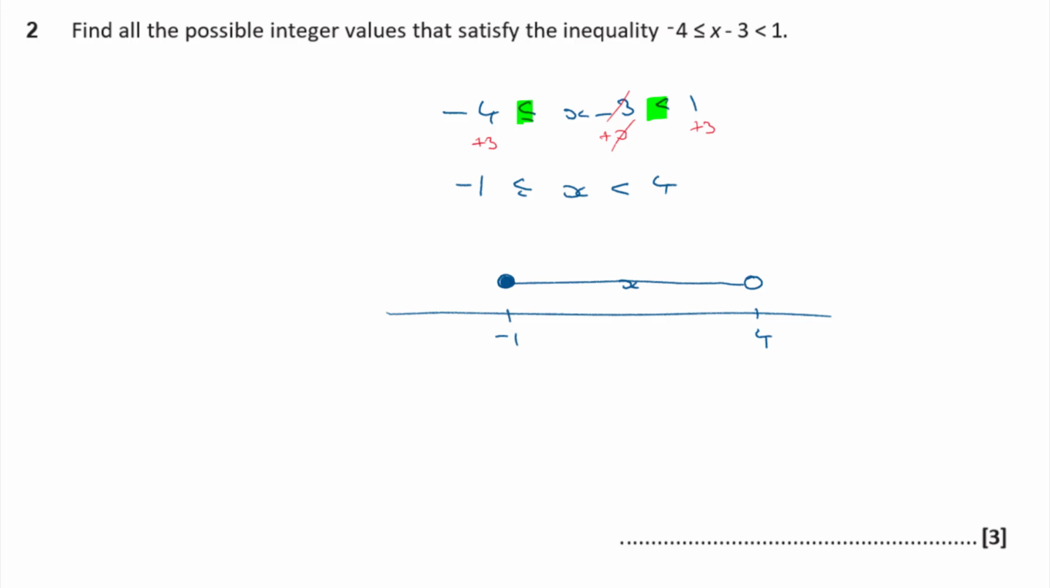Well, you can have -1, can't you? That's one of the solutions, but you can also have 0, 1, 2 and 3 in there, can't you? 0, 1, 2 and 3. So then these are all the integer solutions that lie between that range. So my answer is going to be -1, 0, 1, 2 and 3.